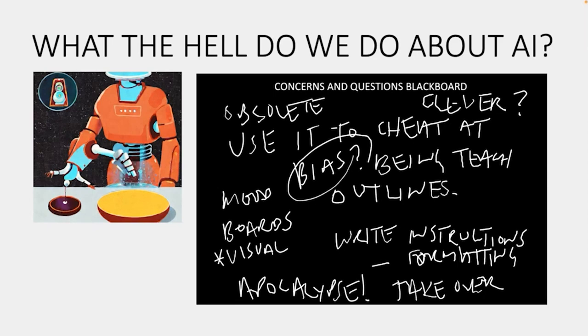Okay, so we're just talking about our hopes and fears. And so the biases that are inherent in it, and could it be used for nefarious purposes? Can the Russians use it to kill us all?